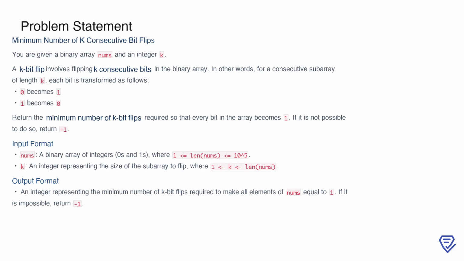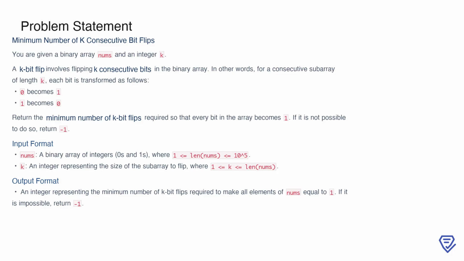In this problem, we are tasked with determining the minimum number of k-bit flips required to turn every element of a binary array nums into 1. A k-bit flip means that we take a subarray of length k and flip every bit in that subarray. All 0s in the subarray become 1s, and all 1s become 0s. If it's impossible to make all elements of the array equal to 1, we return -1.